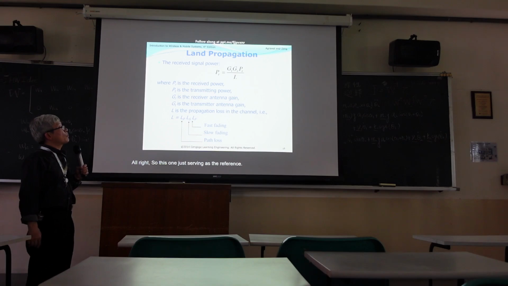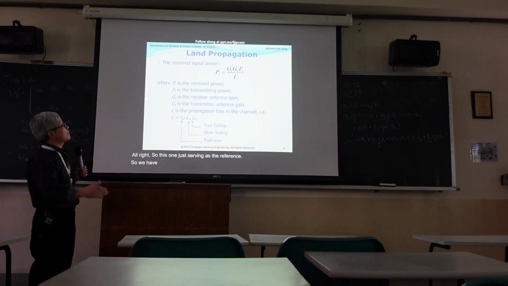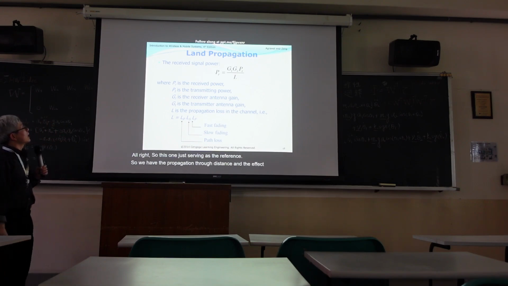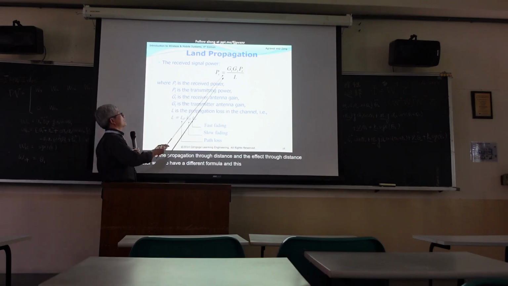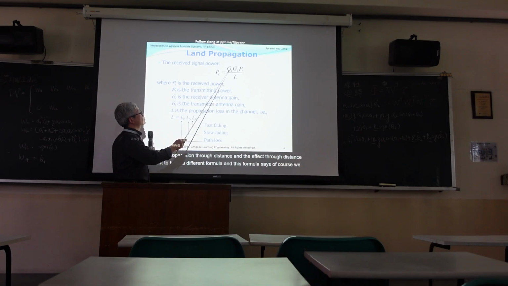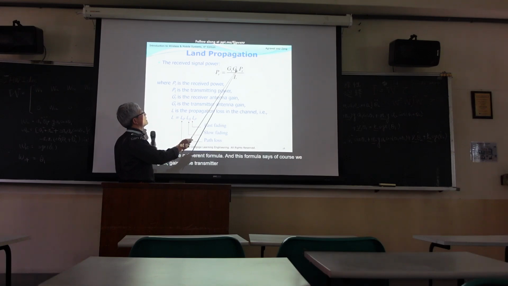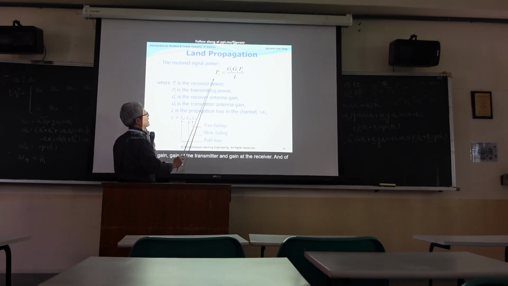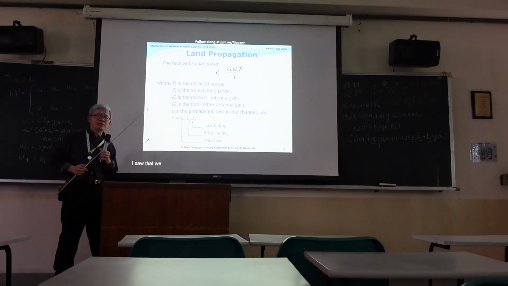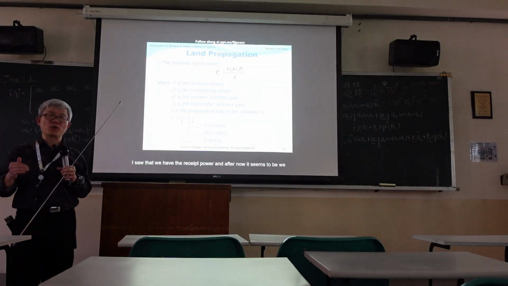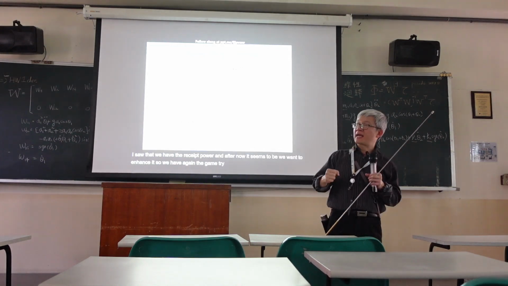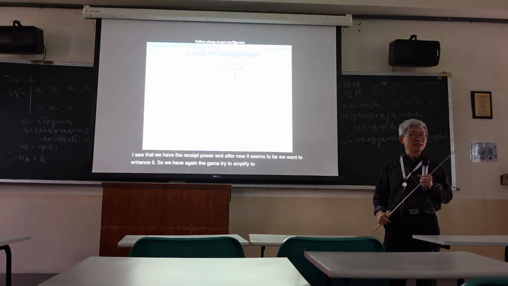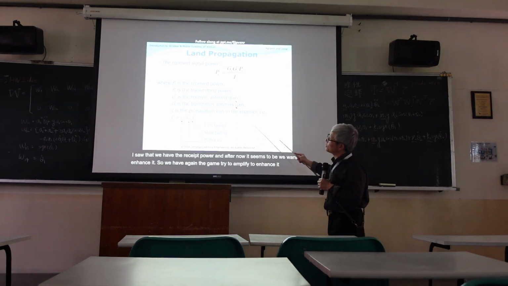So we have the propagation through distance and the effect of distance. Later we want to have a different formula, and this formula says, of course, we can have gain at the transmitter and gain at the receiver. Initially we have the transmit power, and so that we have the receive power. After analysis, we want to enhance it with gain; the gain tries to amplify it. But in fact, we also have a loss.